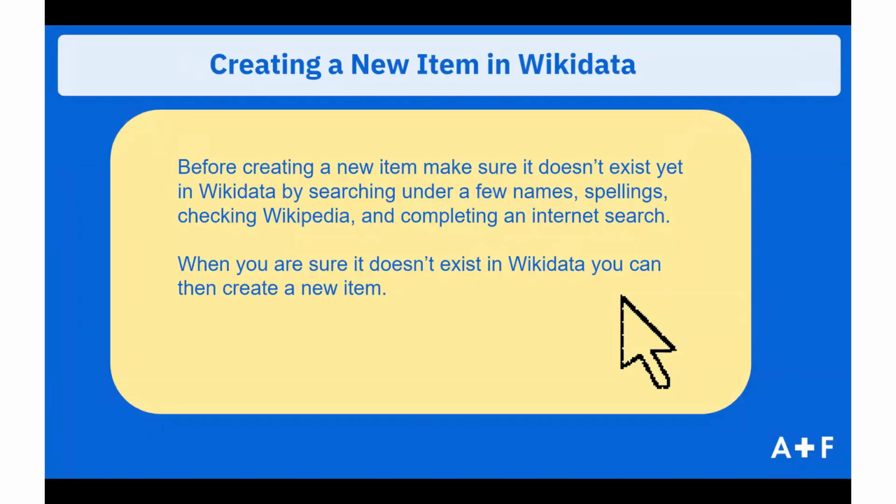Before creating a new item in Wikidata, you'll want to make sure that your item doesn't yet exist. Search Wikidata using different spellings or names. Check Wikipedia to see if it exists there. If it does, there will already be a Wikidata item for that person or thing, and you should also complete an internet search to see what information is available about your topic or person. When you are sure it doesn't yet exist in Wikidata, you can then create a new item.